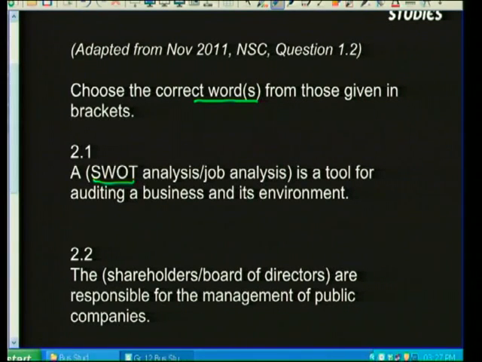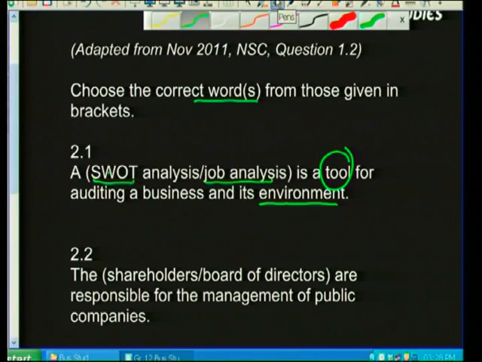Right, let's look at the first one. A SWOT analysis. Right, now remember SWOT, S stands for strengths, W for weaknesses, O for opportunities, and T for threats. Or a job analysis is a tool for auditing a business and its environment. Now, job analysis is basically about looking at the jobs that need to be performed in a particular workplace, and then to work out what type of workers you are going to need and how many. Whereas a SWOT analysis is a tool to scan the environment, both internally and externally.